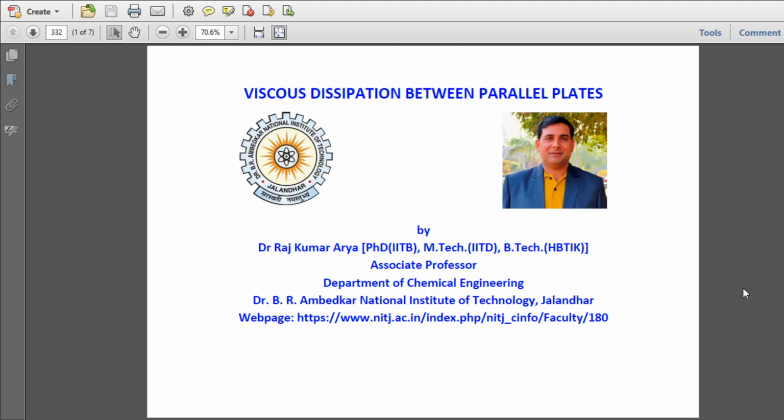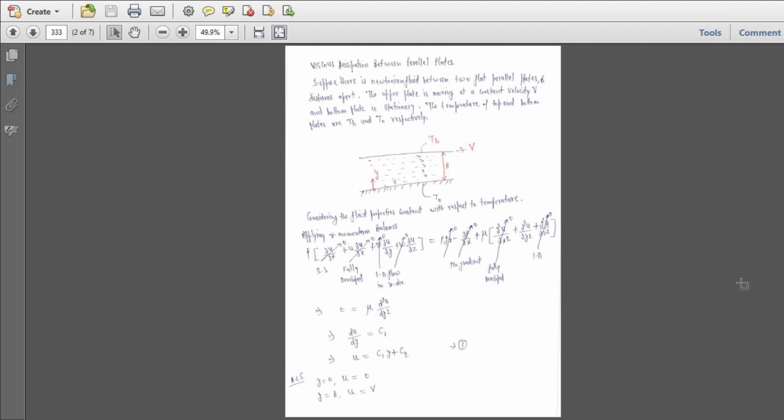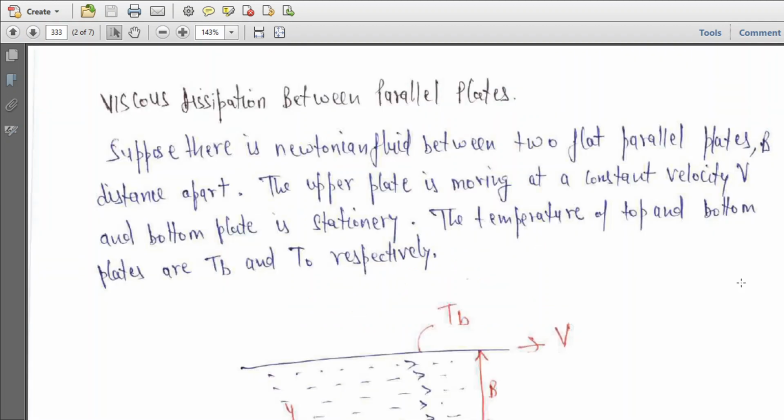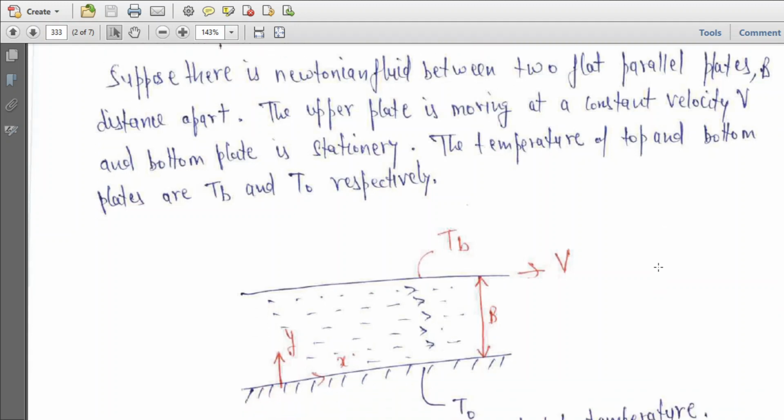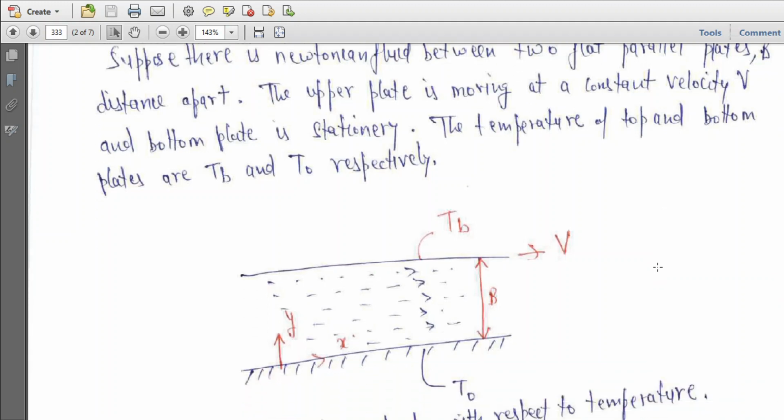Hello, good morning. Today I am going to explain viscous dissipation between parallel plates. So here the problem statement is, suppose there is a Newtonian fluid between two flat parallel plates, b distance apart. The upper plate is moving at a constant velocity v and the bottom plate is stationary.